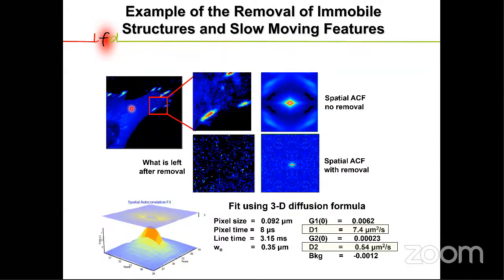Here's an example: a cell expressing EGFP penicillin, which forms these focal adhesions. As they are assembled, they become static. So they give a strong spatial correlation, but after doing the moving average correction, we are left with this correlation function that only contains the information about the penicillin molecules that actually move. And we can do our fitting and get a diffusion coefficient of, in this case, around 7 micrometers square per second.